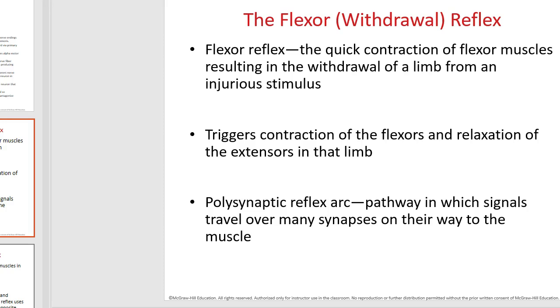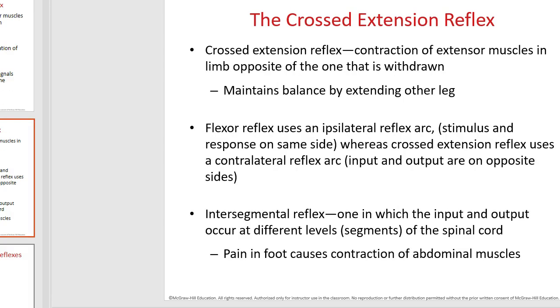That was a polysynaptic reflex arc, because what happened is we started with one sensory neuron, and then we went to the integration center, and from the integration center we went straight over into the motor neuron, or the efferent portion, and then we withdrew our foot from the injurious stimulation.